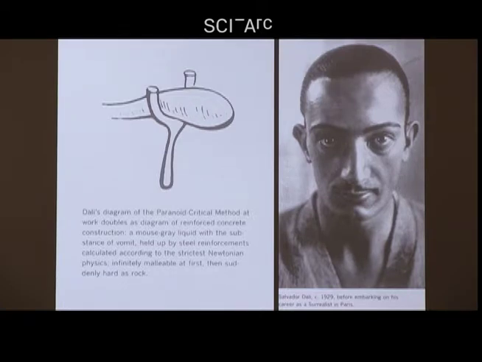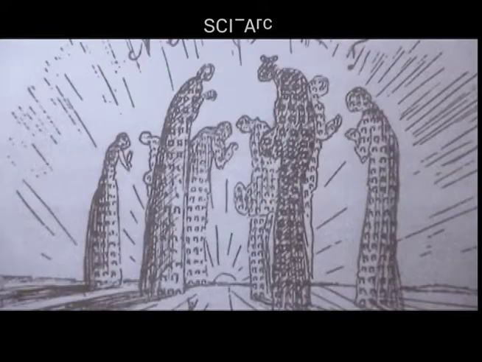But one aspect of it, the diagram for the paranoid critical method, was that you need a combination of kind of strict, clear, solid state armature, and then you need a random soft form, draping over that armature to actually end up with something that's doing something that hasn't happened before. That there's some combinatory logic at the heart of most innovative practice.